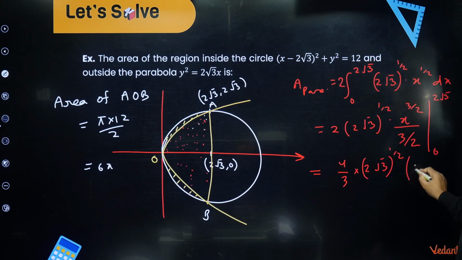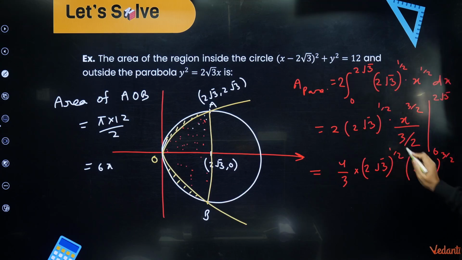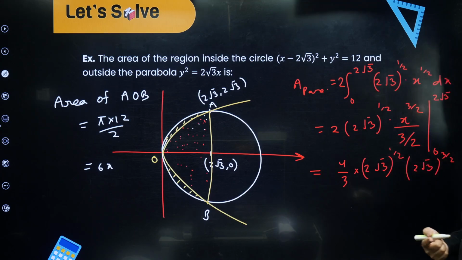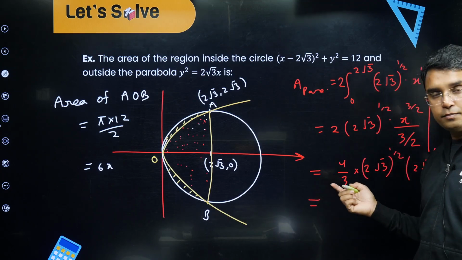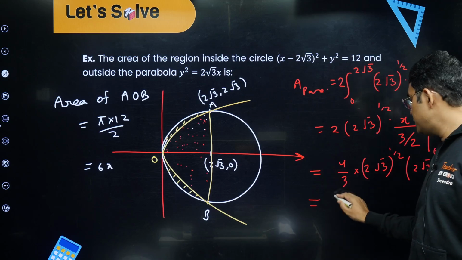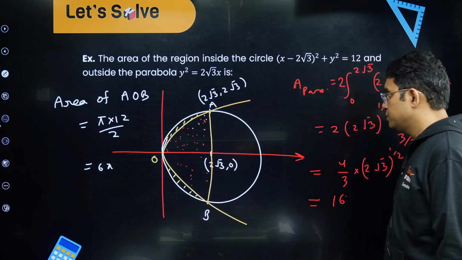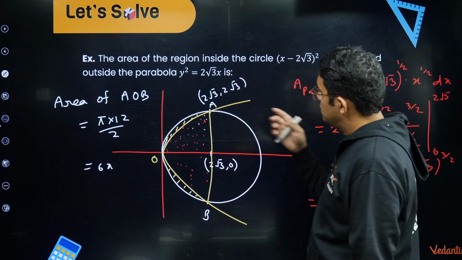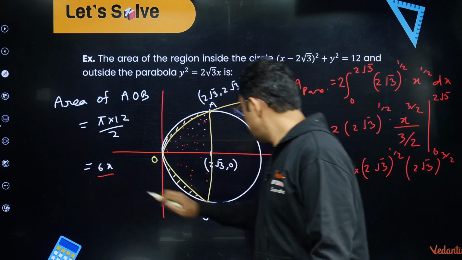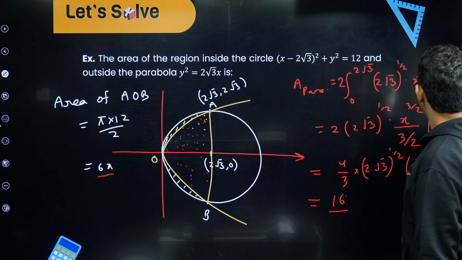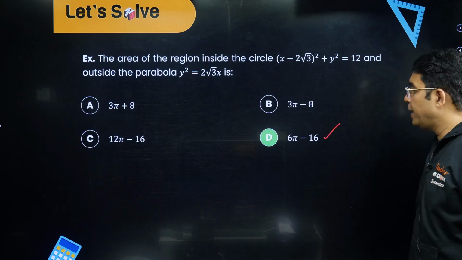So this will be (2√3) to the power 3/2. So (2√3)^(1/2) times (2√3)^(3/2) becomes (2√3)², that will be 4 into 3, 12, 12 into 4, 48 upon 3, 16. So this area here will be 16. So the final answer should be this minus 16. Let me check if some option is like this or not. Yeah, 6π minus 16.